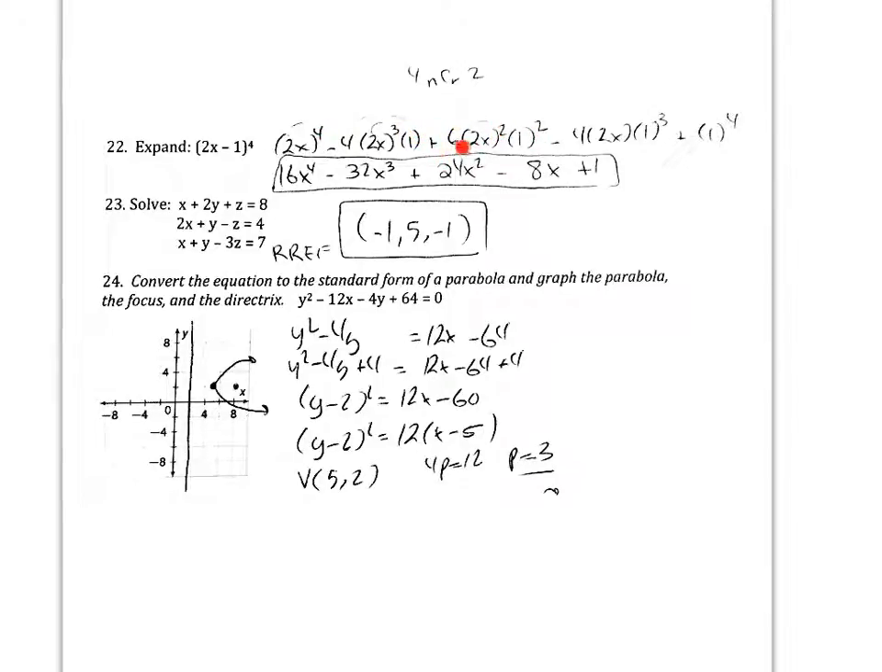To figure out what goes here, I did nCr, which is what I did right there. 4 is the n, your main exponent is your n.